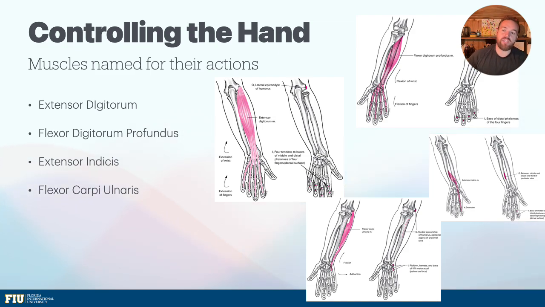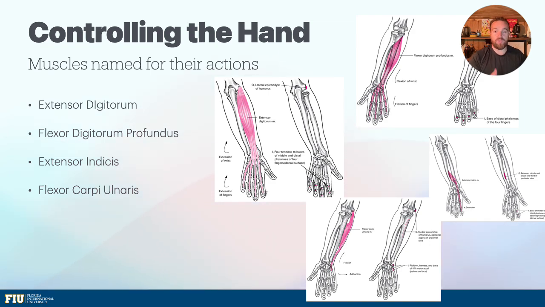So we have the extensor digitorum, which we know is going to help extend the fingers, right? We have the flexor digitorum profundus, which is going to help to flex the fingers, right? And along with that, it'll help to flex the wrist. By the way, the extensor digitorum would also help to extend the wrist. We have the extensor indicis, right, which would extend our index finger, right? And again, because it crosses over the wrist joint, we can see that that picture is also here on the slide. We can see that the extensor indicis allows us to just extend our index finger, right?